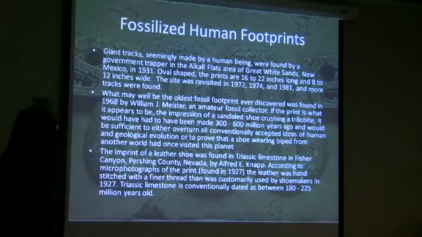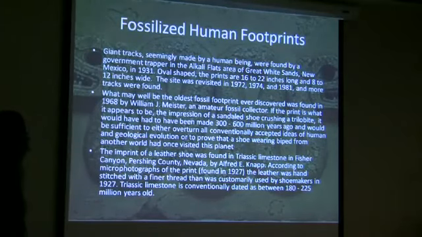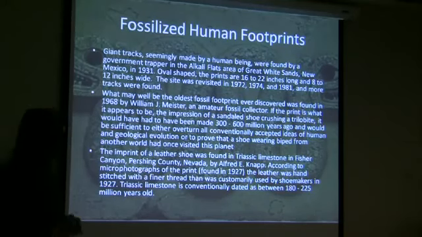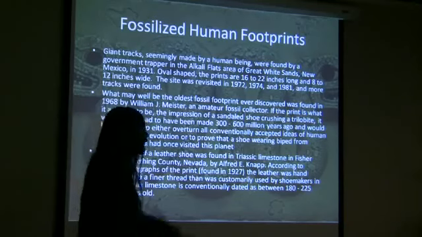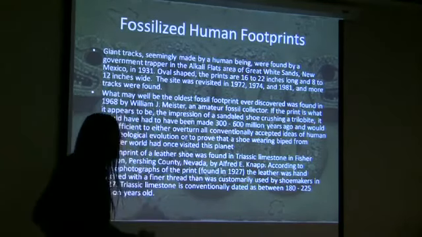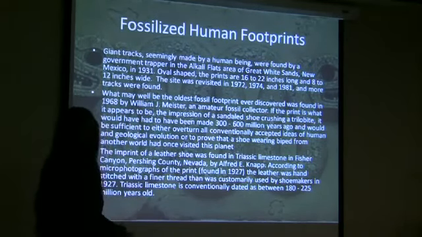This is an interesting one too. The imprint of a leather shoe was found in Triassic limestone in Nevada by this guy. According to microphotographs of the print, the leather was hand-stitched with a finer thread than was customarily used by shoemakers in 1927. Okay, and that limestone is about 180 to 225 million years old. We actually made such an imprint that you could analyze the stitching, and from the analysis of the stitching and the thread, we have no idea what was going on there.